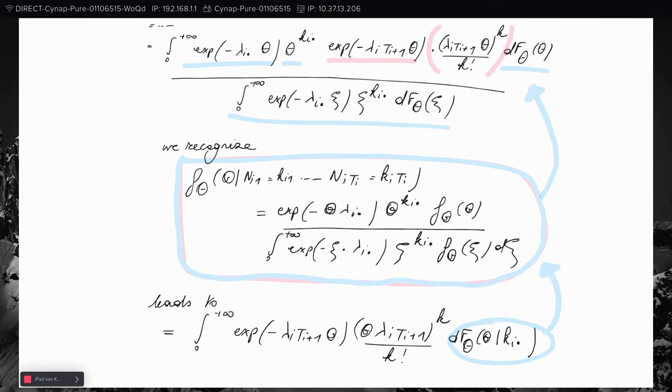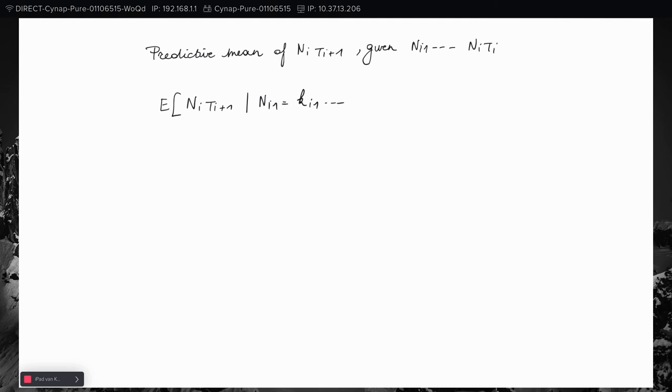Now, at the end of the day, what do we want to know? I'll continue on a new sheet. We're interested in the predictive mean of ni ti plus 1 given ni 1 up to ni ti. So at the end of the day, I want to know the expected value of ni ti plus 1 given I reported a certain number of claims in the past. Because this is what we refer to when we do experience rating, in this case tailored to a claim frequency setting.